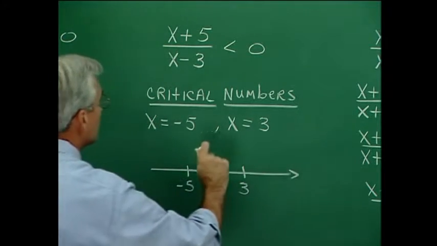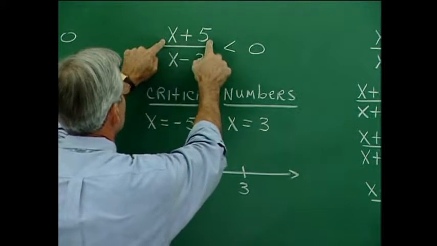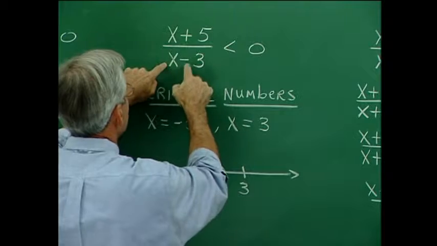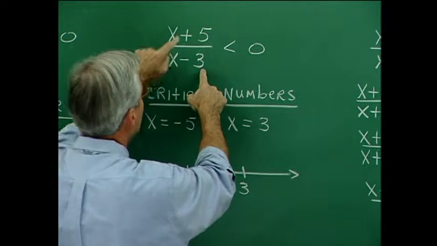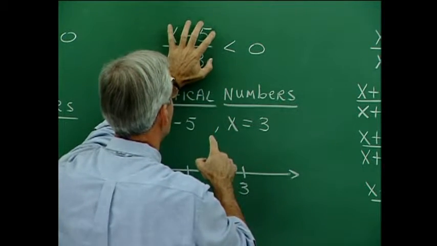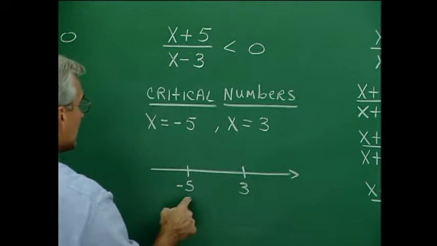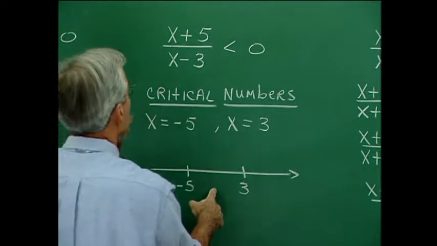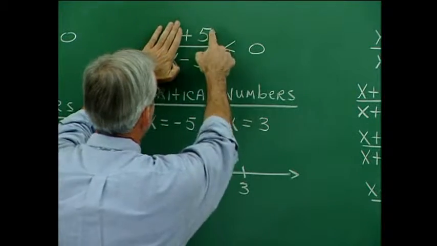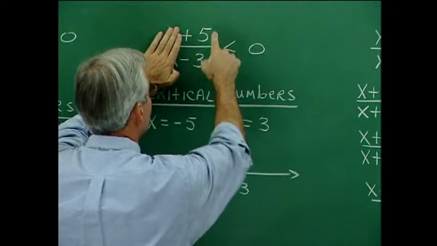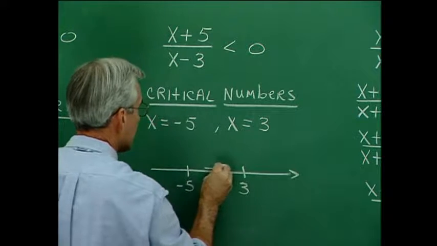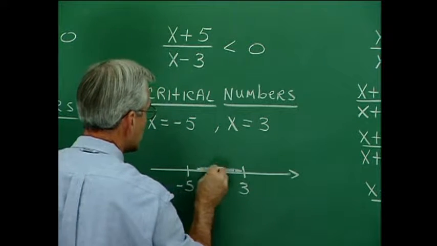Big positive numbers, let's see, big positive number plus 5, positive. Big positive number minus 3, positive. Positive over positive, positive quotient. Less than 0? No, not a part of the solution region. Between -5 and 3 lies 0. 0 in place of the x's, 5 divided by -3, that's negative. Negative less than 0, yes, that's true. So we have a solution region here.